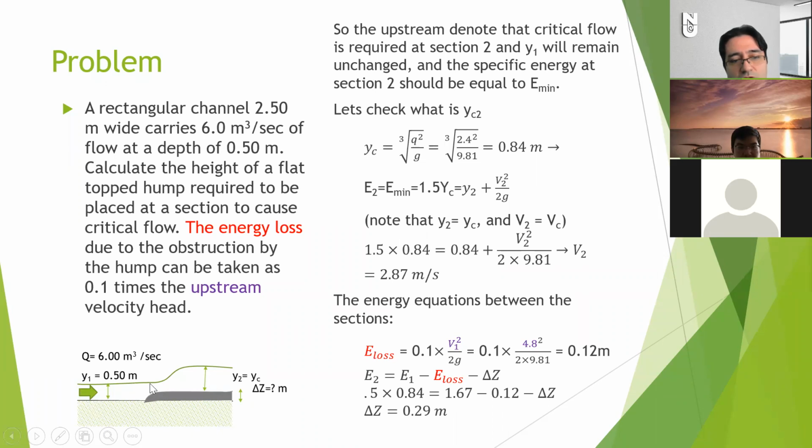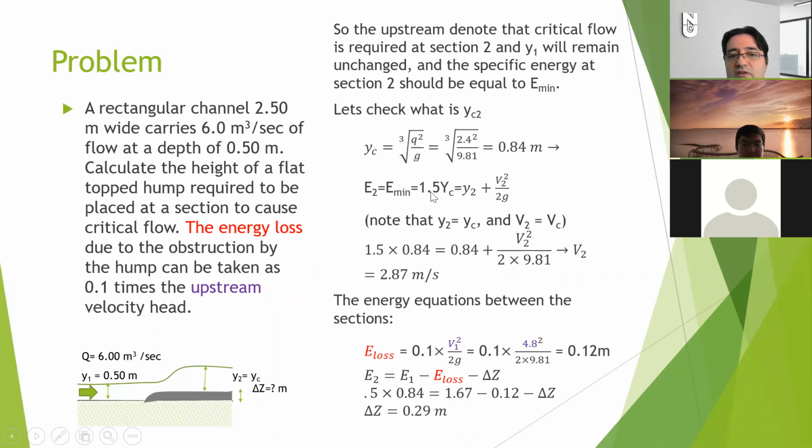So water is going to go over the hump at a higher depth than the original flow, because it's supercritical flow that will be rising up on the right side. And the total energy at this point should equal the minimum energy of the system on the right side.